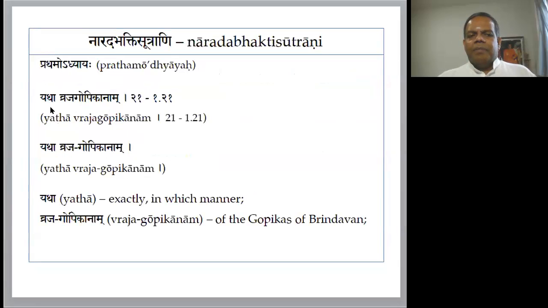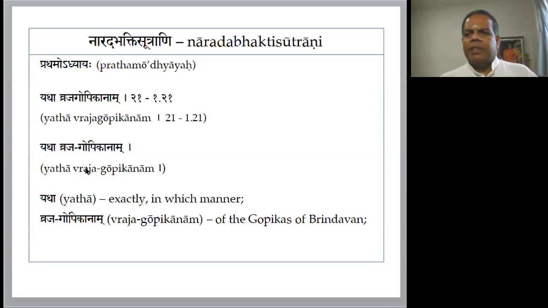The first word, yatha, has tha, which is aspirated because it's the second consonant in the third class of consonants. Okay, yatha. Vrajagopikanam, there are no aspirated consonants.